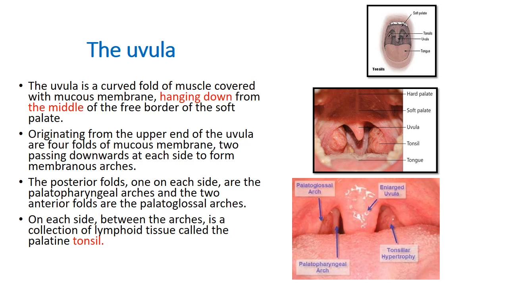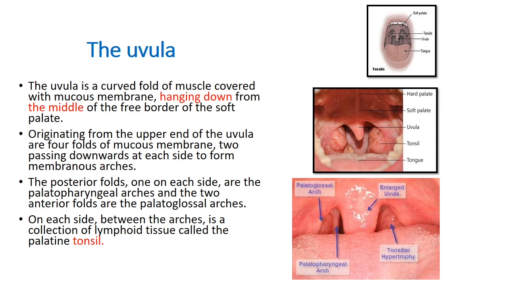Now we will see the uvula. The uvula is a curved fold of muscle covered with a mucous membrane hanging down from the middle of the free border of the soft palate. Okay, it is hanging down in the middle of the oral cavity and is made up of the soft palate. You can see in the figure, this is the uvula.